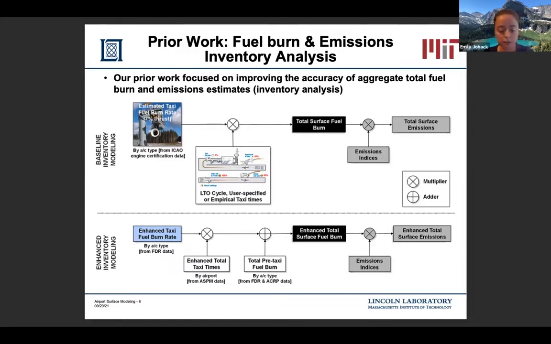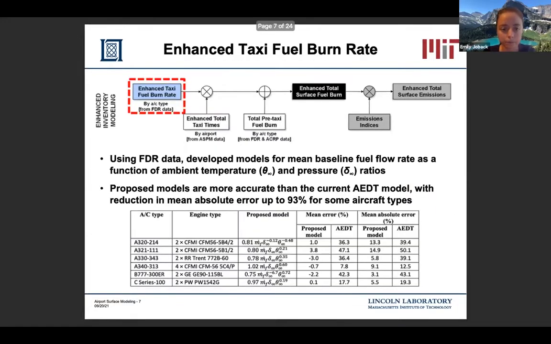So over the next 3 slides, I'm going to go over in more detail the analysis that was performed to obtain these enhancements. So next slide. So the first thing we looked at was enhancing the taxi fuel burn rate. Using the data that we had from the flight data recorder data set, this contained information on the fuel flow for the aircraft. So we took the mean baseline fuel flow rate and regressed it against the ambient temperature and pressure to develop these proposed models for each aircraft type in our data set.